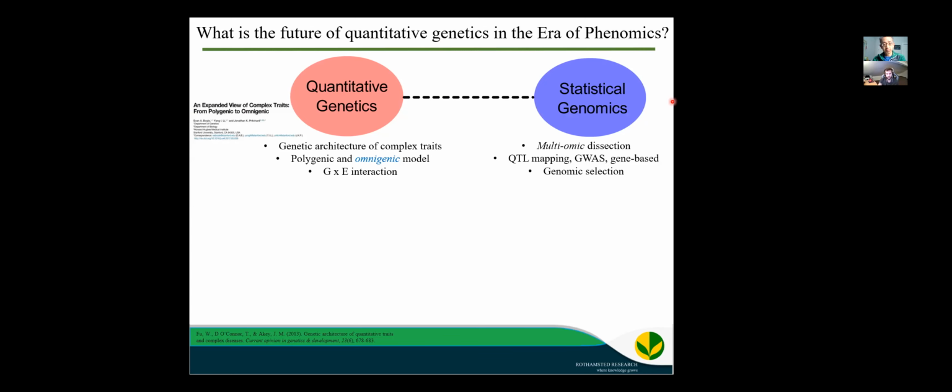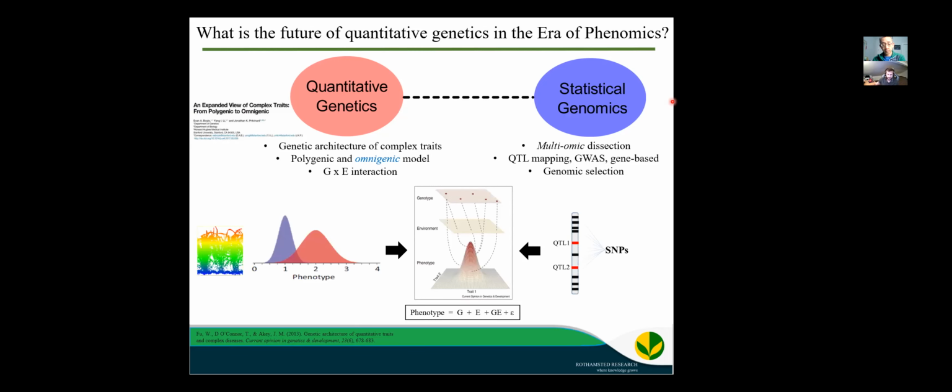Of course, it was a few years ago, but it's basically that the whole genome plays a part in the contribution to complex traits. Of course, the main core of quantitative genetics is to study the G by E interaction. And when you move forward to statistical genomics, now we have multi-omics dissections, all these omics, and of course all these older studies of QTL mapping, GWAS, gene-based approaches, and also genomic selection.